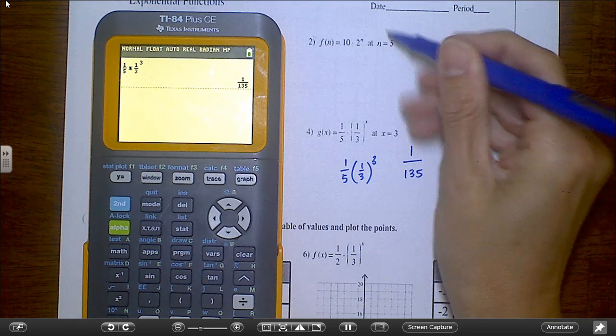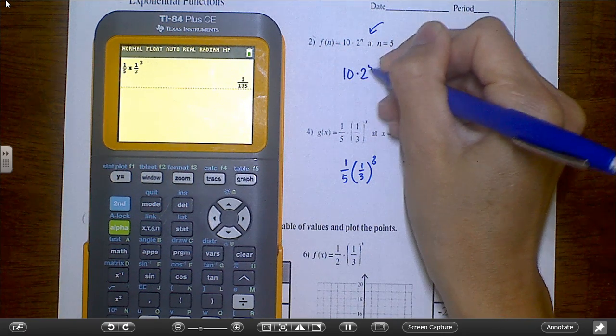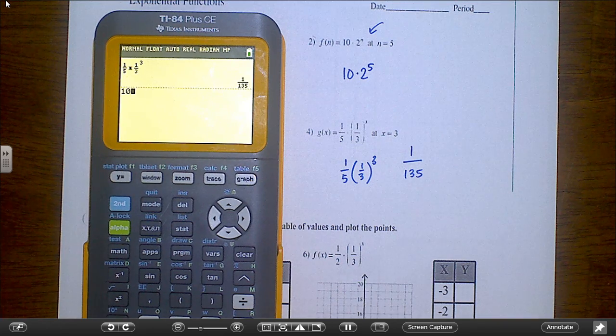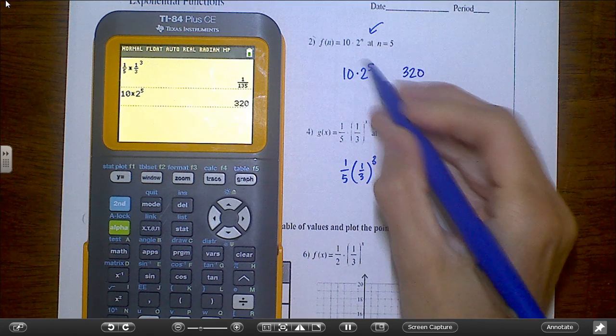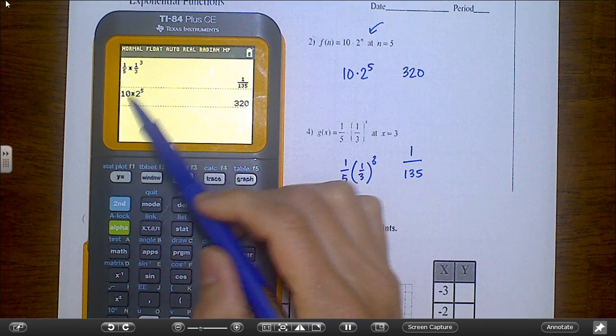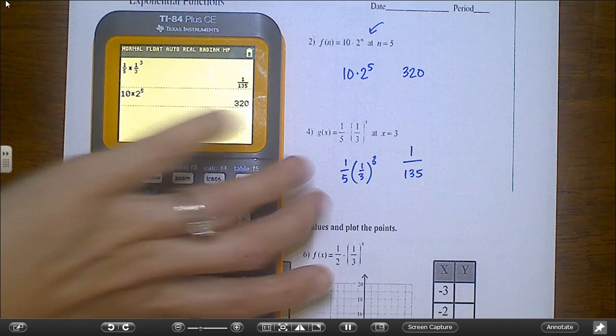All right. If I want to do this one here, 10 times 2 to the n. So 10 times 2 to the 5th. Boom. That's 320. And again, if you put it in like this, it'll just raise just that 2. So you should be fine.